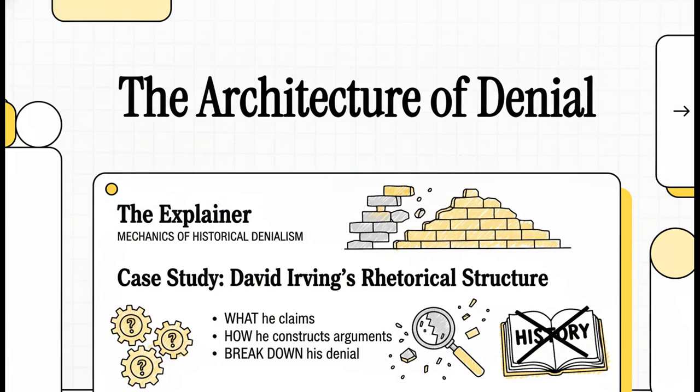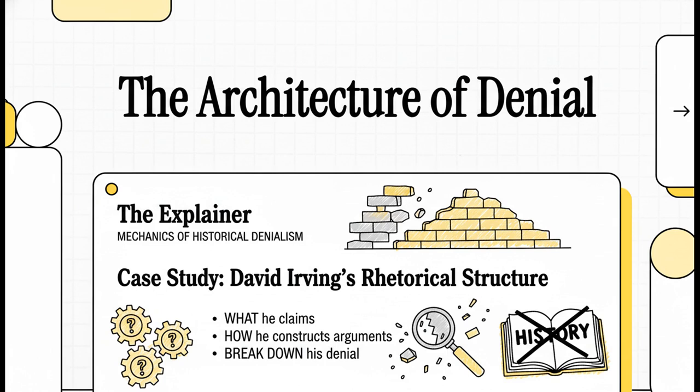Have you ever just stopped and wondered how someone can deny something as massively documented as the Holocaust? I mean, it's not just about getting up and saying it didn't happen. It's more complicated than that. It's a whole system of arguments, like a carefully built building, an architecture of denial.